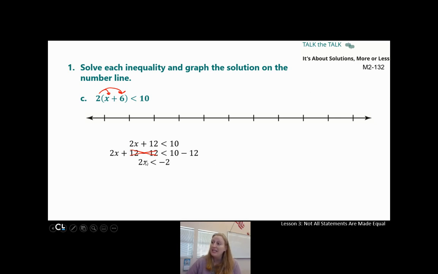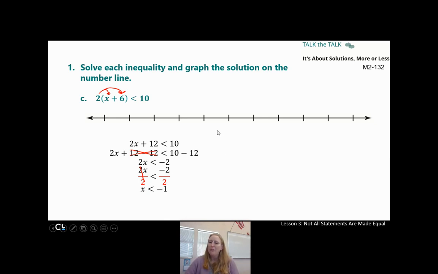Last but not least, I need to get the variable alone by dividing both sides by 2. Now notice, my inequality does not flip because I'm dividing by a positive 2. It doesn't matter if this guy on top is negative. He can be whatever he wants. The point is that the stuff on the bottom that I'm dividing is positive, so I don't flip the inequality. And of course, these cancel out, which is why we did it. And negative 2 divided by 2 is a negative 1.